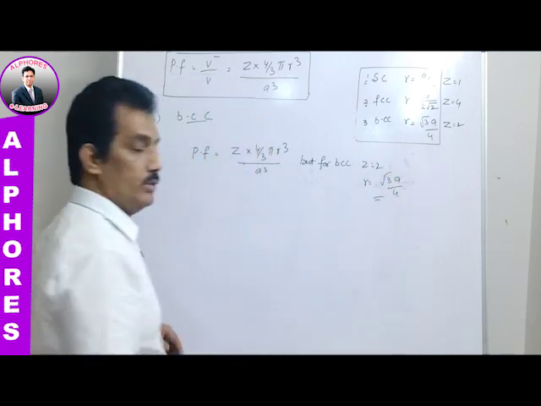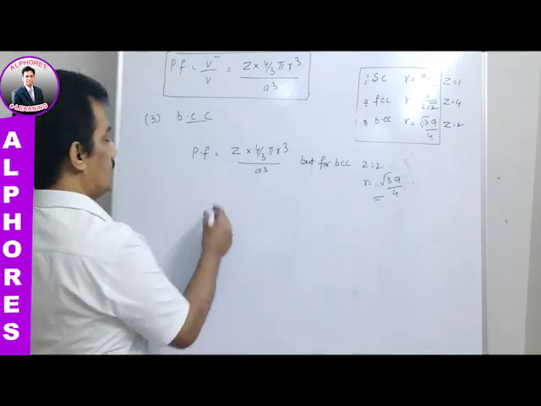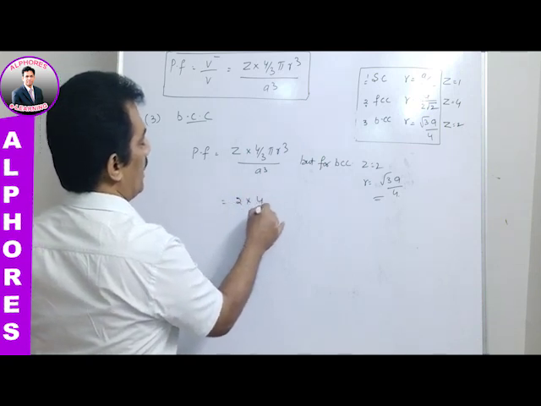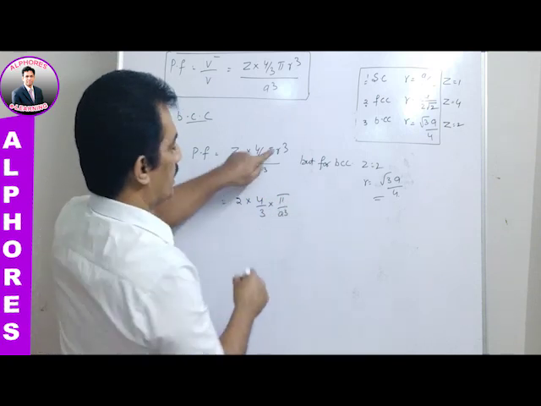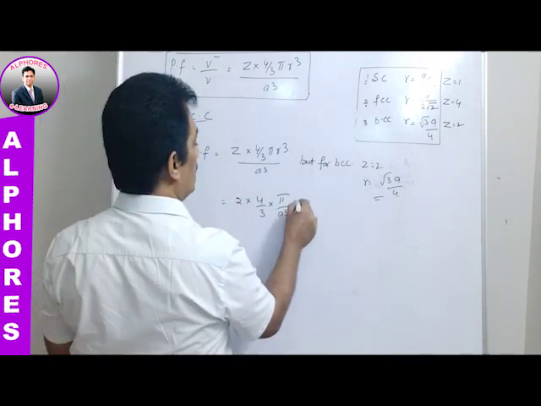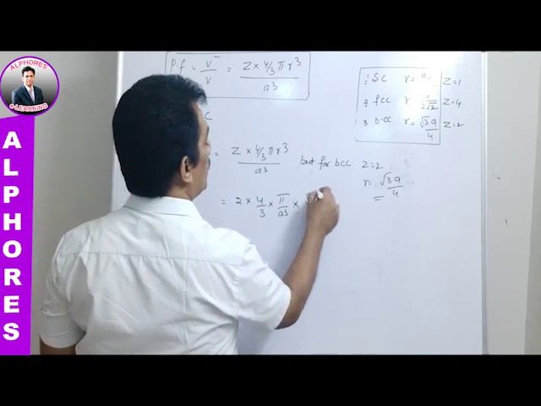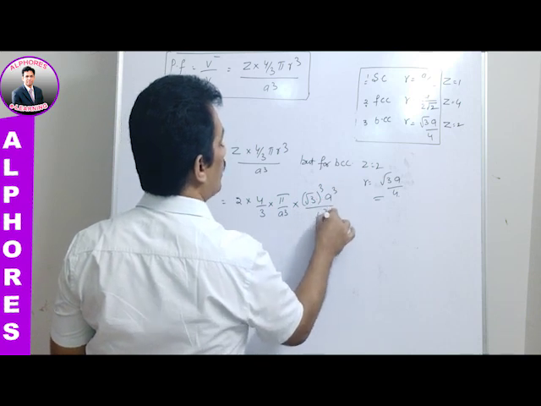These are the values for BCC structure. Now let us substitute these values here. Z is 2 into 4 by 3 into pi by a cube. For convenience's sake, I am writing like this, into R cube. It is root 3 cube a cube by 4 cube.